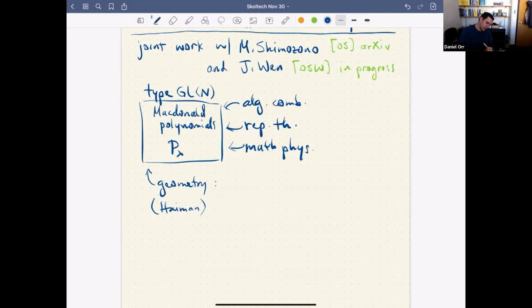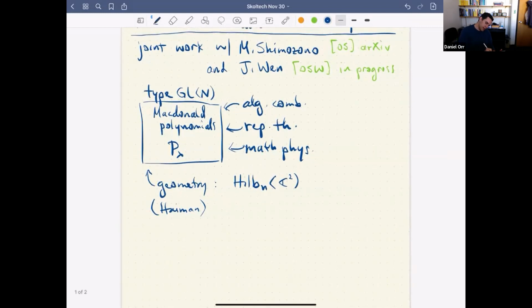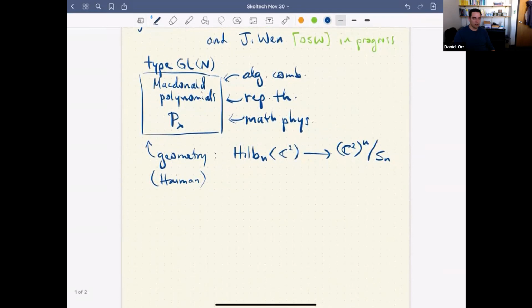And since Haiman's work, this has become a very influential point of view on the subject. So this has to do with Hilbert schemes of points in the plane. So what this is, it's a particularly nice resolution of this symmetric product. So n points in the plane, but an unordered collection of n points in the plane. So the way Macdonald theory started was up here with these inputs. For me, mainly this point of view in representation theory. And then later, this connection to geometry was discovered by Haiman and became very influential on the subject.